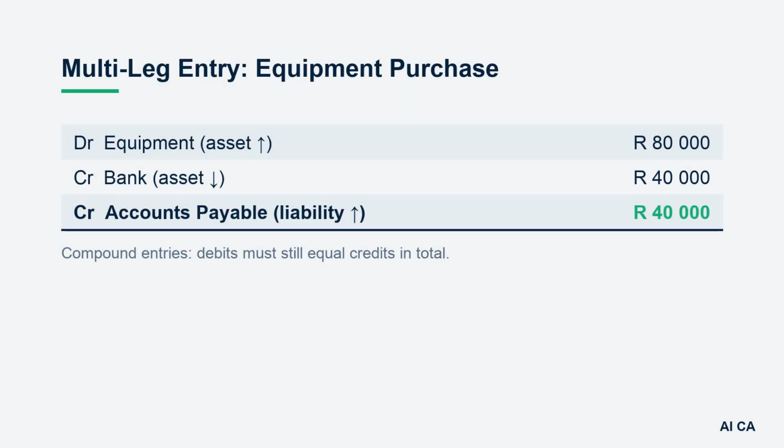Now a slightly more complex entry. The company buys equipment for 80,000 Rand, paying 40,000 in cash and financing the remaining 40,000 on credit from the supplier. Three accounts are affected. Equipment, an asset, increases, so we debit it for 80,000. Bank, an asset, decreases, so we credit it for 40,000. Accounts payable, a liability, increases, so we credit it for 40,000. Total debits, 80,000. Total credits, 80,000.